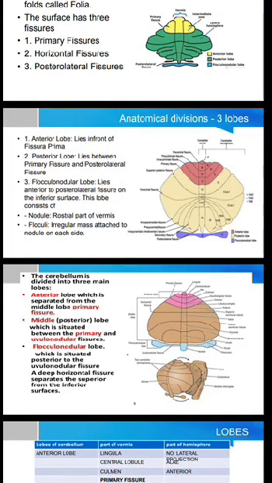Anatomically, we can divide the cerebellum into the anterior lobe, posterior lobe, and flocculonodular lobe. Anterior lobe lies in front of the fissura prima. The posterior lobe lies between the primary fissure and the posterolateral fissure. Flocculonodular lobe lies anterior to the posterolateral fissure on the inferior surface. This lobe consists of the nodule and the flocculi.